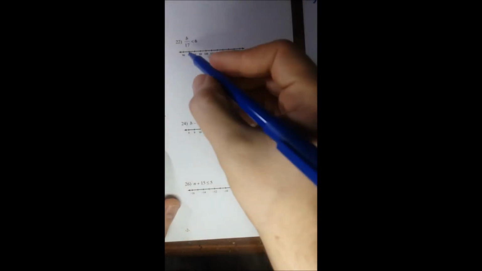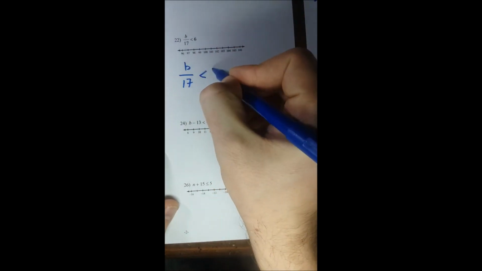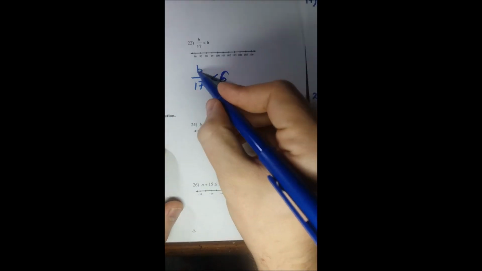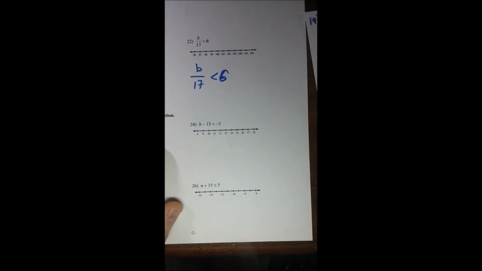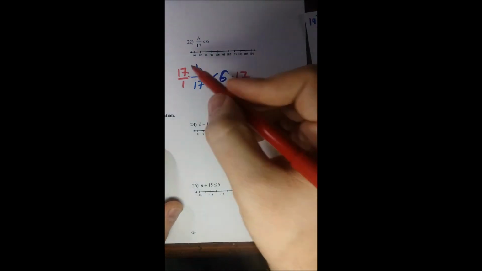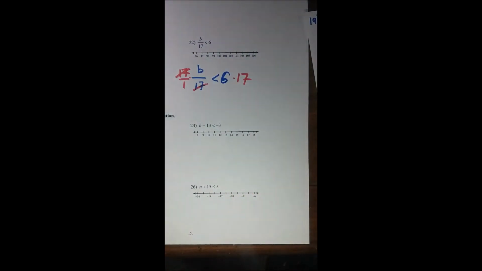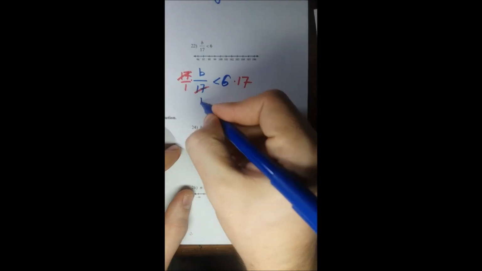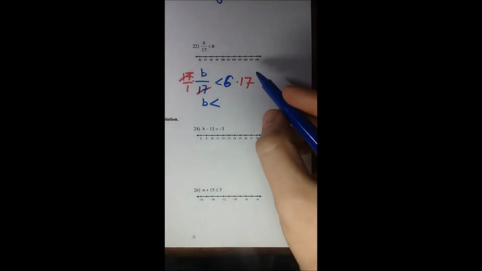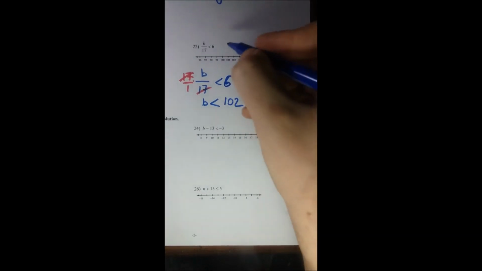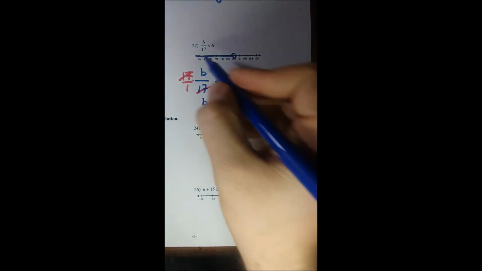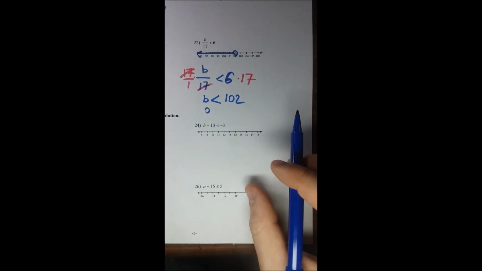22, I'm actually going to do it here. So b over 17 is less than 6. And my 6's and my b's are kind of blending in. So now we multiply both sides by 17. So b is going to be less than 102. So we're going to start at 102, open circle. Anything less than 102 is good. So there you have it.